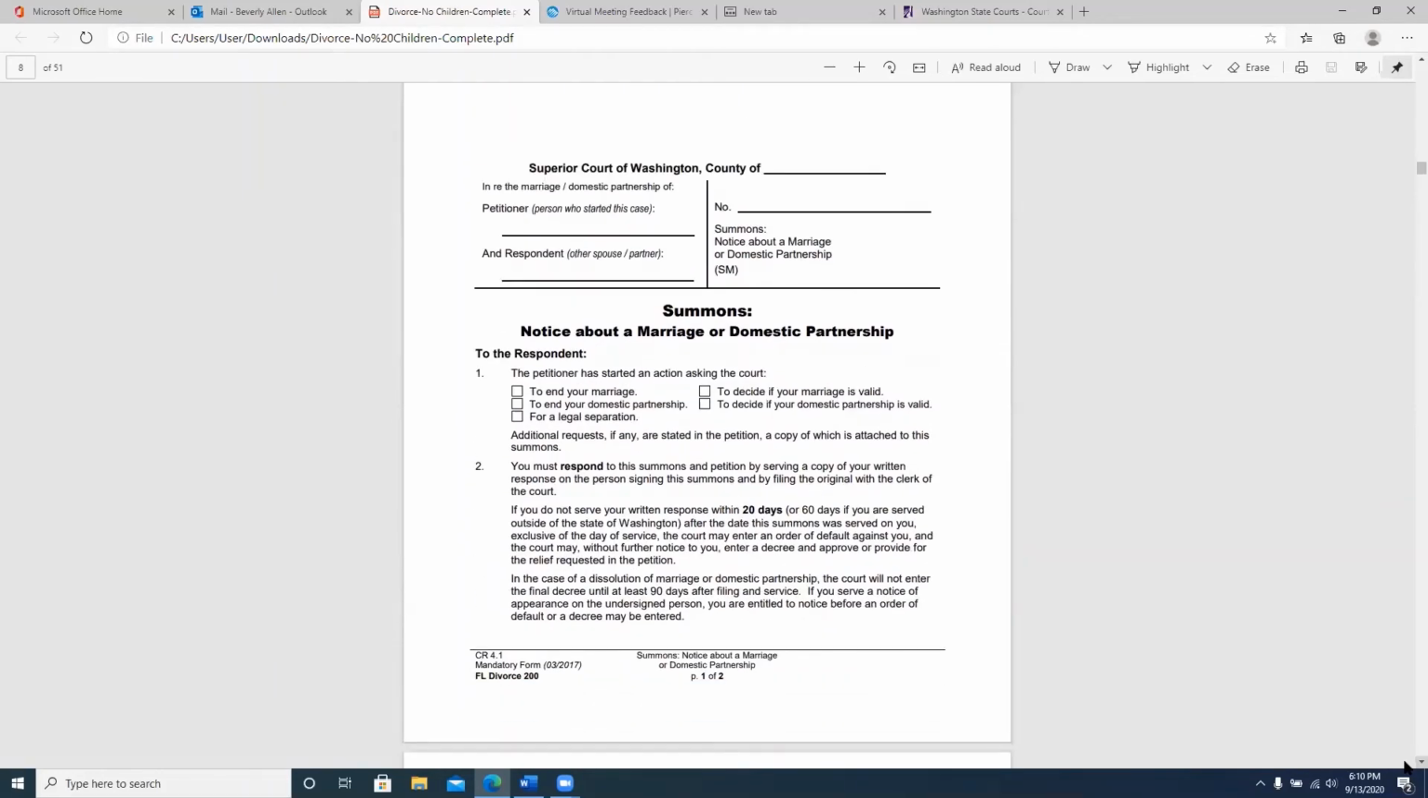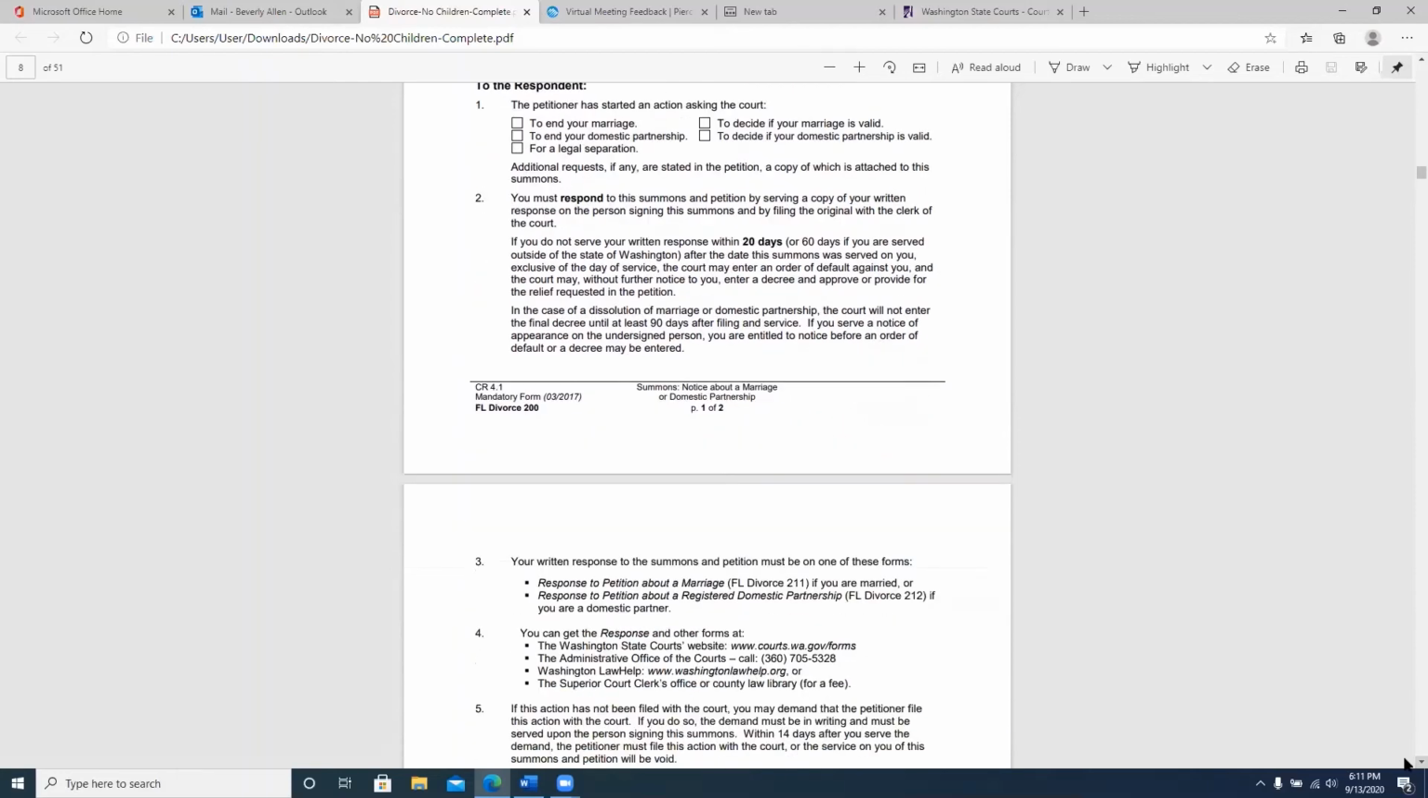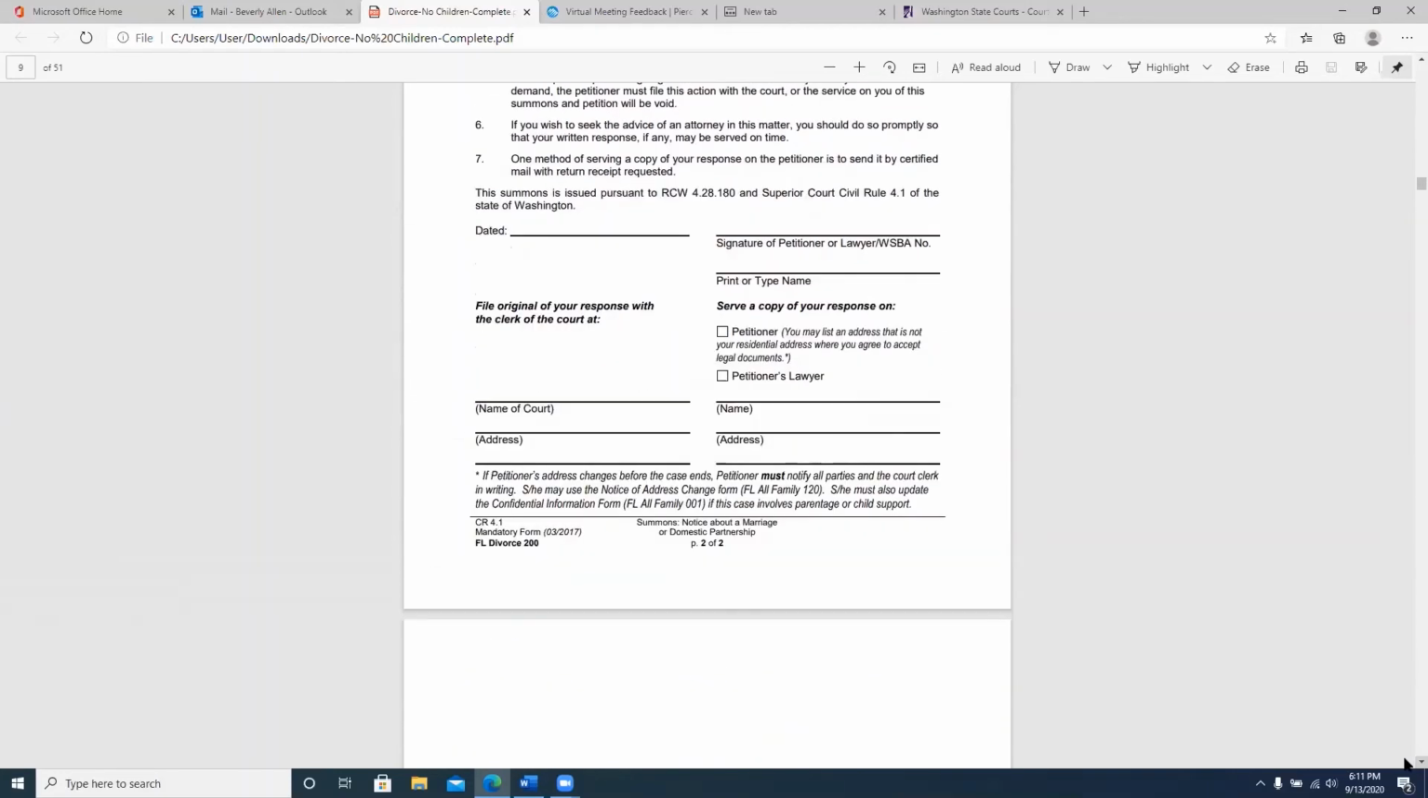This is the summons, and you want to make sure that you check to end your marriage if you're doing a divorce. If you're doing one of these other types of actions, then check that box, but the purpose of this video is for divorces, so I won't go into the other topics here. Now this is important, this page as well.